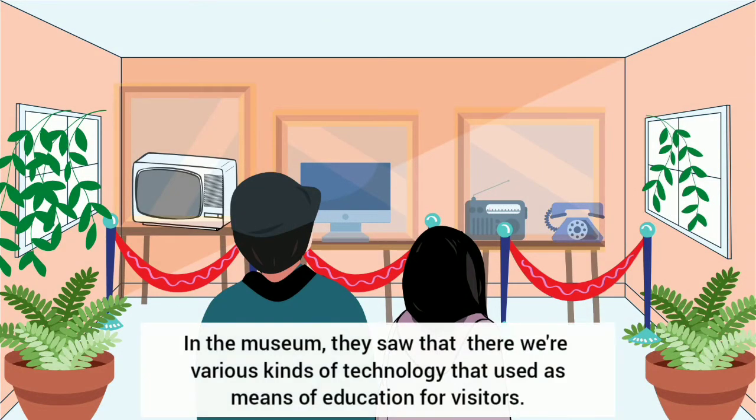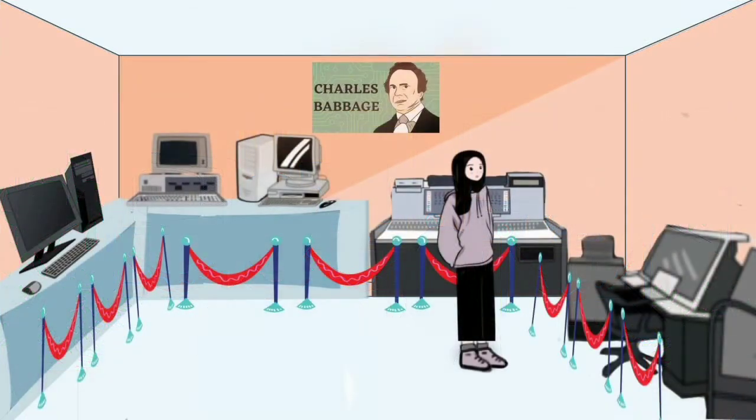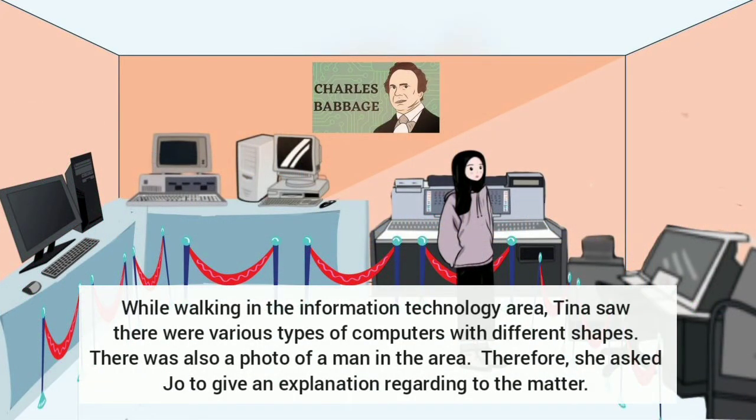In the museum, they saw that there were various kinds of technology that were used as a means of education for visitors. While working in the information technology area, Tina saw there were various types of computers with different shapes. There was also a photo of a man in the area. Therefore, she asked Joe to give an explanation regarding the matter.